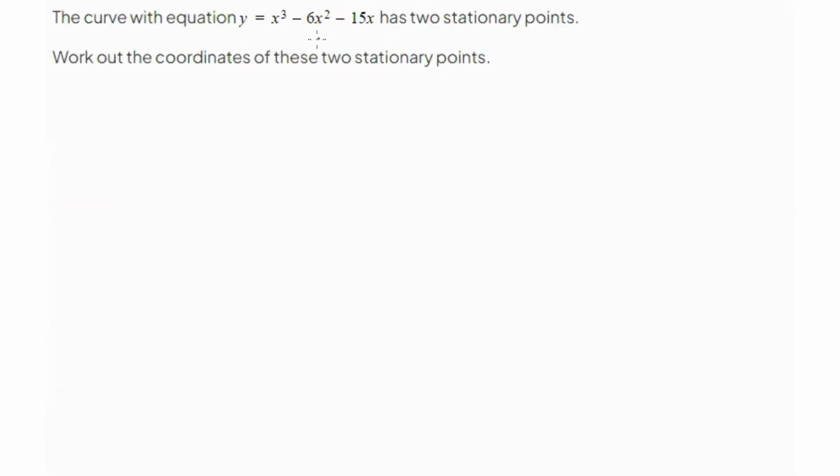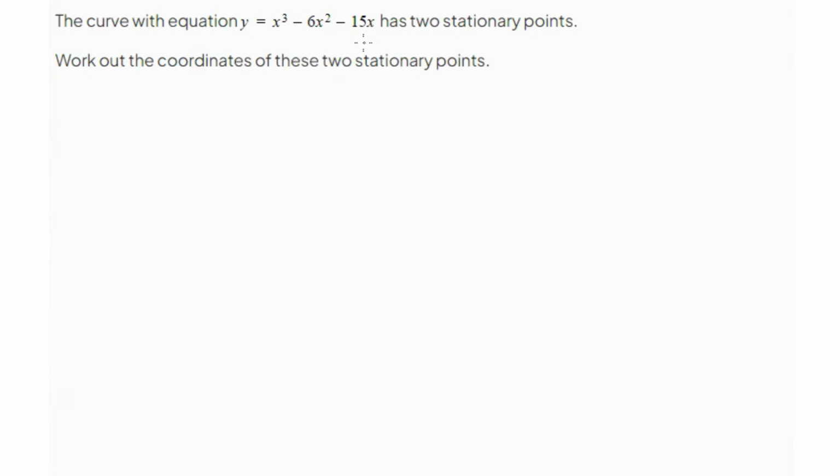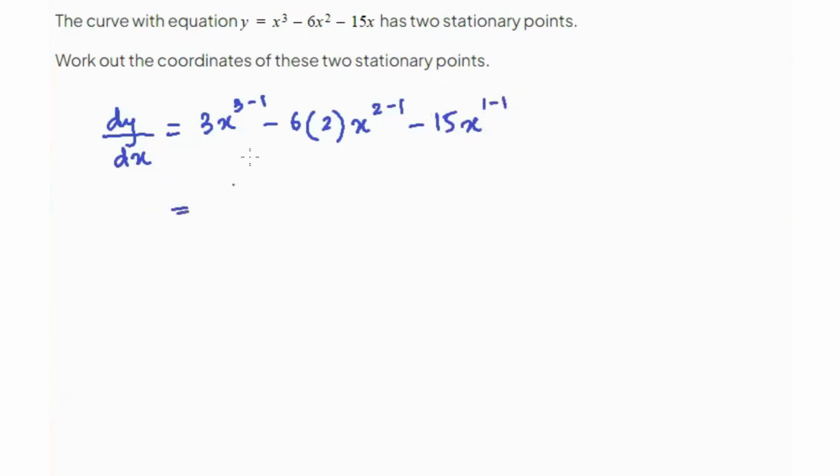Curve with the equation y equals x cubed minus 6x squared minus 15x, which has 2 stationary points. Work out the coordinates of these 2 stationary points. So to work out the coordinates of the stationary points, we will differentiate the equation. dy by dx is going to be 3 times x to the power of 3 minus 1, minus 6 times 2 times x to the power of 2 minus 1, minus 15 times x to the power of 1 minus 1. So that's going to be 3x squared minus 12x minus 15.